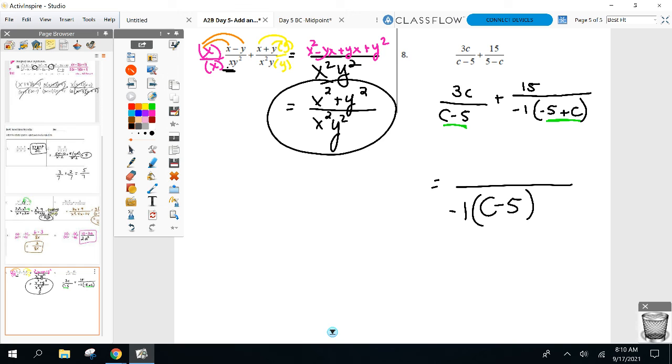I'm hoping this isn't too bad from here now. What do I still need to multiply the first by? Look at the denominator and your common denominator. They're not the same. What do you need to multiply top and bottom by now to make them the same? -1. That -1 that was missing. So instead of writing 3c on top, I'm going to write -3c.